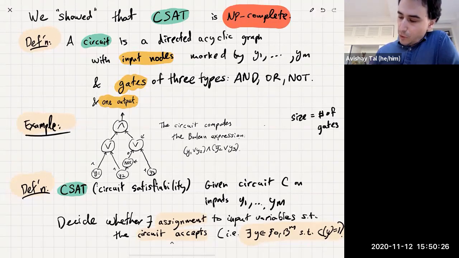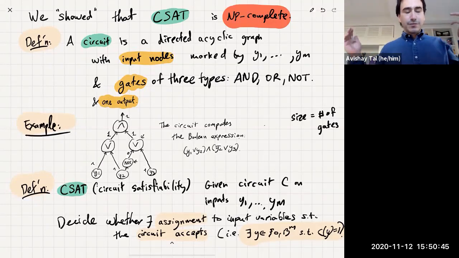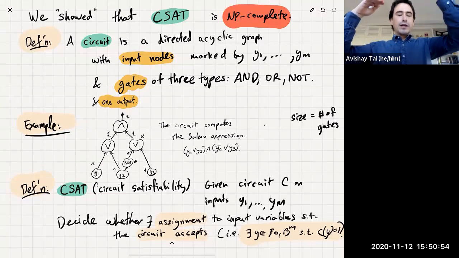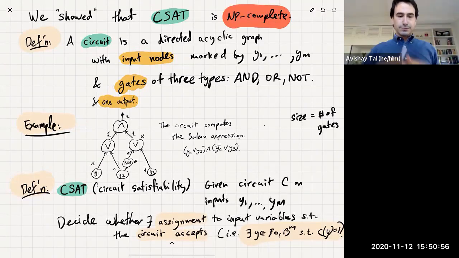Now here we have an OR of two things. So this would be a 1. This would be a 1 as well. And the AND of a 1 and a 1 is a 1. Okay, so if we take all the inputs to be 1, the output will be 1. So the circuit would accept this input. We say that a circuit accepts an input if, given this input as an assignment to the input variables and propagating all the values up, we get a 1 at the output gate.